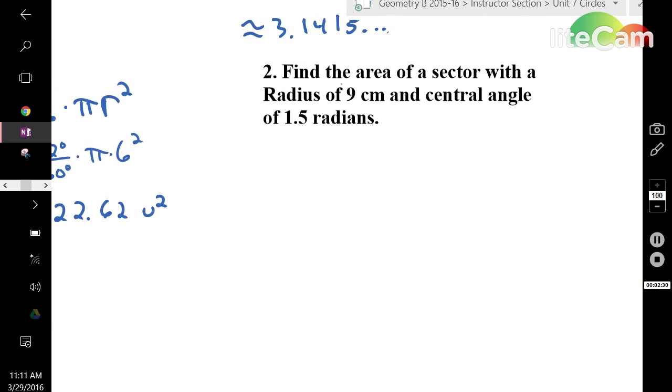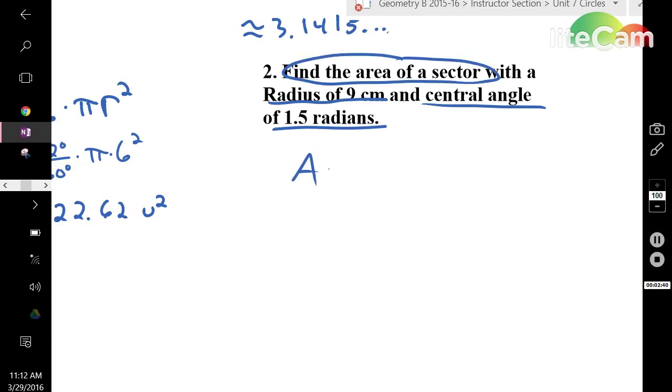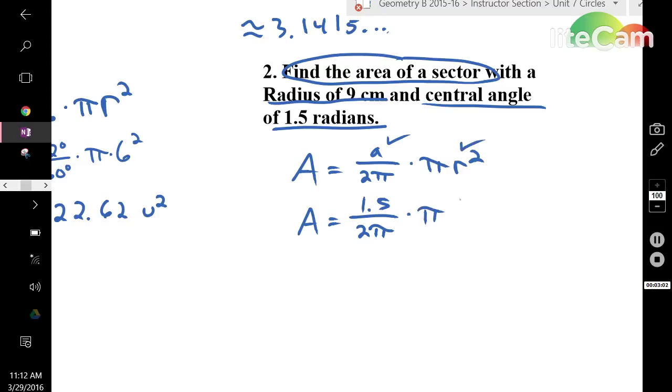Number 2 says find the area of a sector with a radius of 9 centimeters and a central angle of 1.5 radians. So this is asking for the area of a sector given the radians. So we're going to use the radians formula. So instead of 360, there's a 2 pi in the denominator. They do give us the central angle, 1.5 radians, so that goes in for A, times pi. They do give us R as well. It's 9 centimeters. So plug in 9.